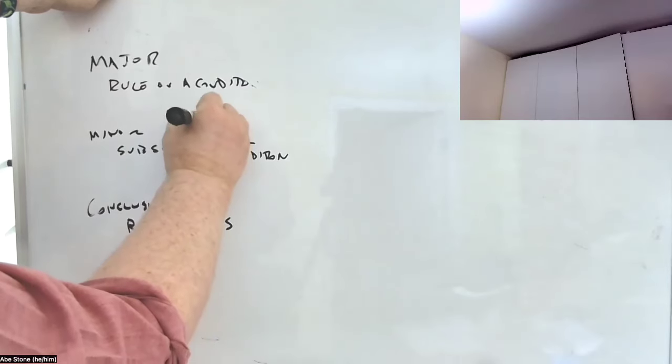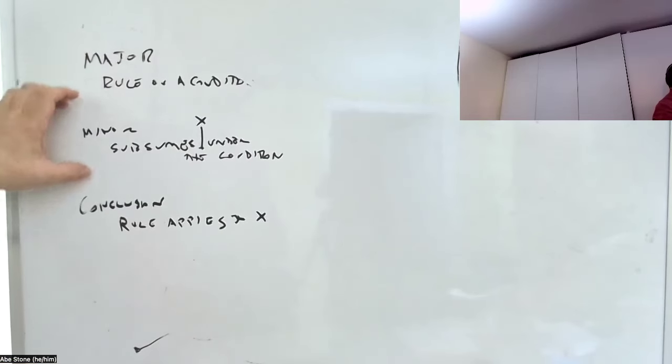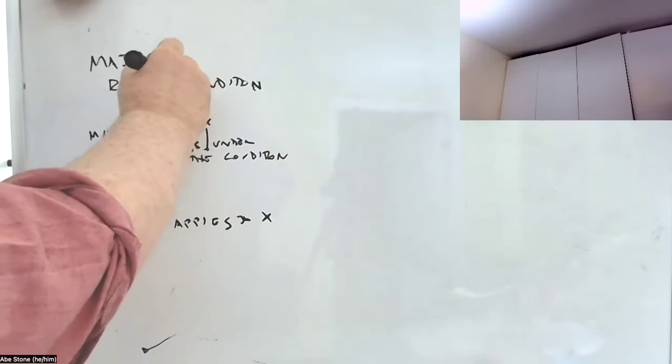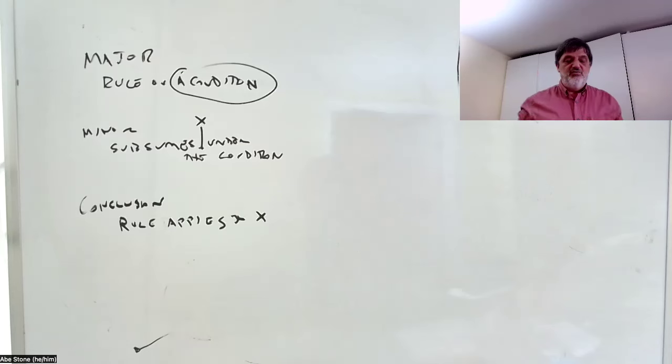And then we have the conclusion. So let's say the minor premise subsumes X under the condition, and then the conclusion is that the rule applies to X. The reason there are supposed to be three different types of syllogism is that there are three different ways a rule can be asserted on a condition. Those three ways are the three different relations of judgment. From this we can understand what relation of judgment means, according to Kant: the relation between the condition and the rule.